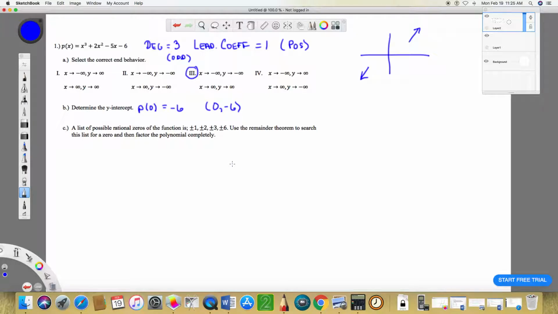Now, soon we're going to be looking at a theorem that is referred to as the rational zero theorem. It uses the factors of the leading coefficient and the factors of the constant term to generate a list of numbers that may or may not be zeros of the function, x-intercepts. It's the only thing that we really have.